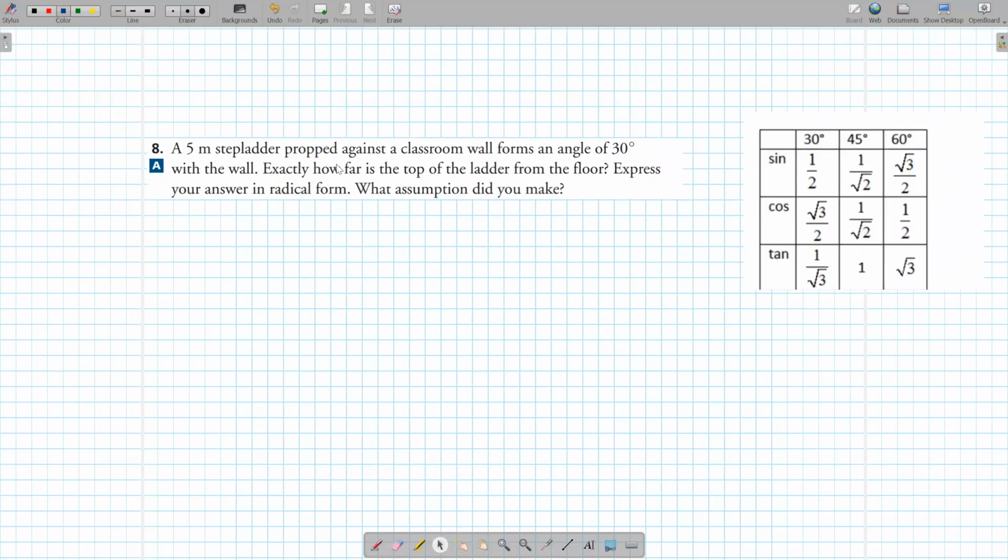Let me erase this. There's a ladder propped against a classroom wall. Let's say this is the wall, this is the floor, and there's a ladder propped up against it like this. This is going to be a right angle. The angle that forms is 30 degrees and the wall is 5 meters high. How far is the top of the ladder from the floor?